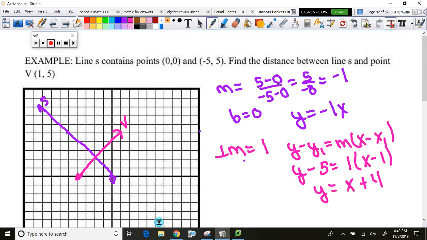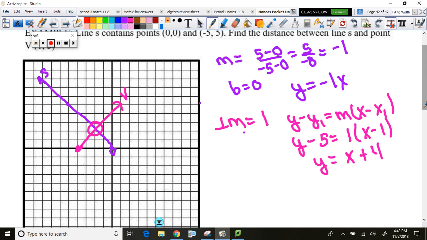And now what I want to find is the point where they intersect. So the point where they intersect appears to be -2, 2. To make sure, I can solve the system, so I set them equal. So y equals -1x and y equals x plus 4. I'm going to set those equal to each other.